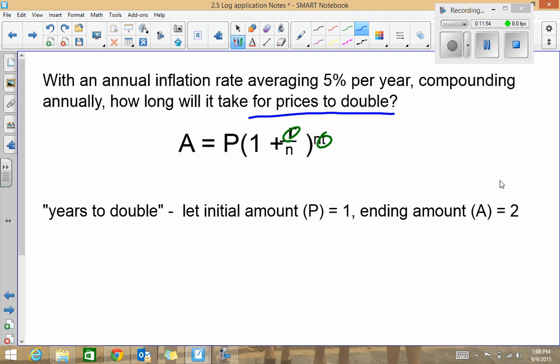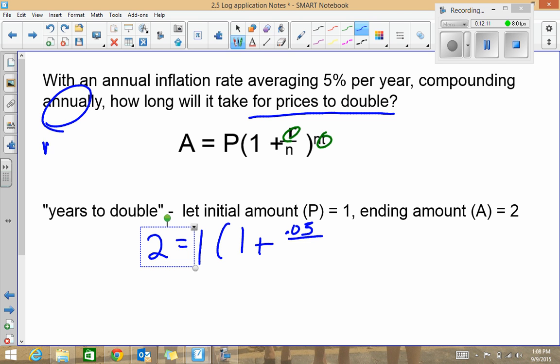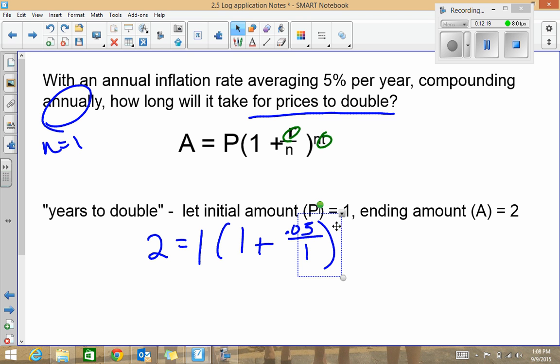So if we fill out our formula using a 2 for A and a 1 for P, because again, it just matters that A is double P, we get 1 plus our rate, which is 0.05, divided by our N, which is compounding annually, so N equals 1, taken to the N, which again is 1, times our T, which is what we're trying to find.